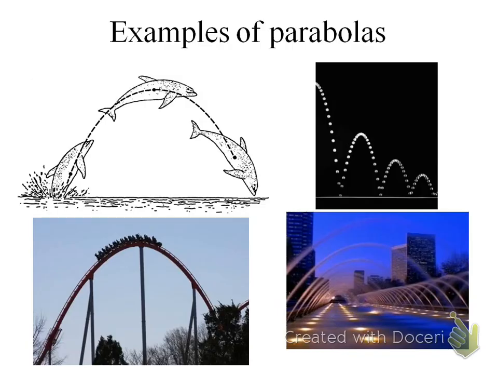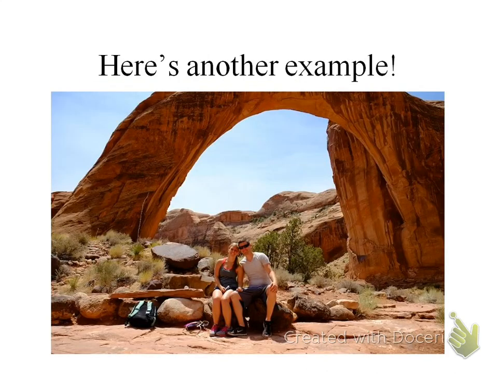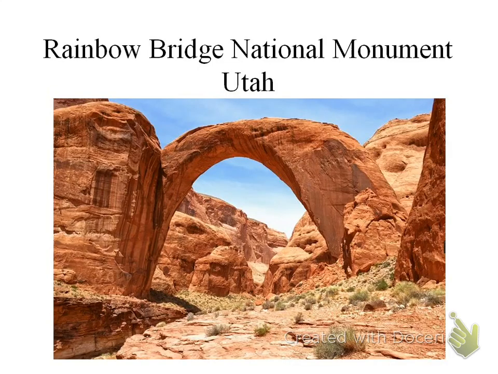All right, so back to what's a parabola. Here are some parabolas. Not a parabola. Everyone thinks the St. Louis Arch is a parabola, but it is not. However, there are some big, cool parabolas. Here is me and my husband sitting in front of a parabola. Pretty neat. This is a picture without us in front of it. This is Rainbow Bridge National Monument in Utah. It is one of the only naturally occurring parabola structures.